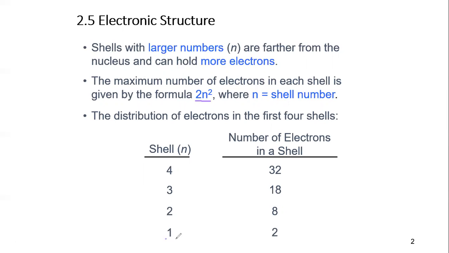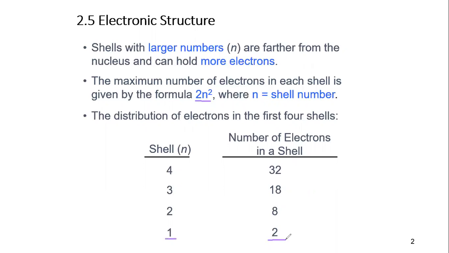So the first energy level can only hold 2 electrons. And if you look at the first row on the periodic table, you see it only has 2 elements in it: hydrogen and helium. If you go to the 2nd energy level, you have 8 electrons. And if you look at the 2nd row of the periodic table, it goes from lithium to neon. And if you count the number of elements, you get 8. So the periodic table is very closely related to how electrons fill energy levels.